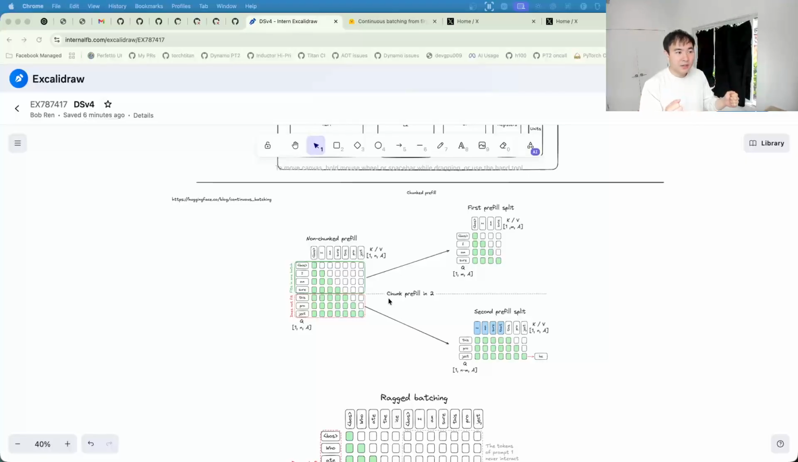It's quite coherent. But in future lectures, we're going to talk about problems with this and why you might want to do something slightly different called disaggregated prefill decode.